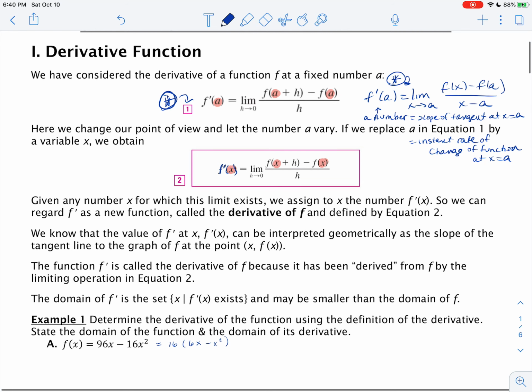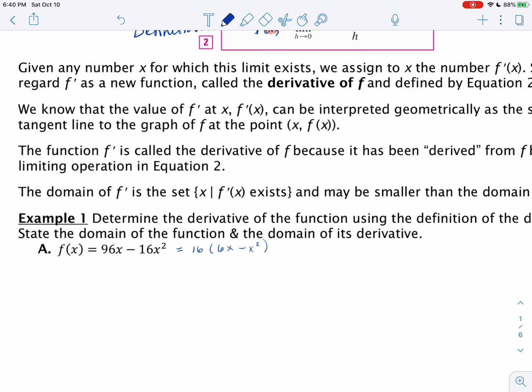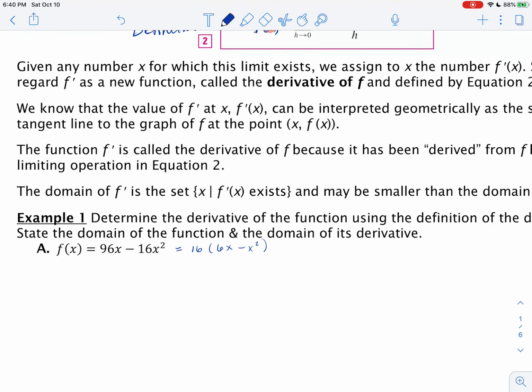Good. All right. So as an example here, determine the derivative of the function using the definition of the derivative, and the definition is the limit definition. This is the definition of the derivative. Good. And I see here that this is the function 96x minus 16x squared. I'm going to go ahead and factor out the 16, and that's 16 times 6x minus x squared.